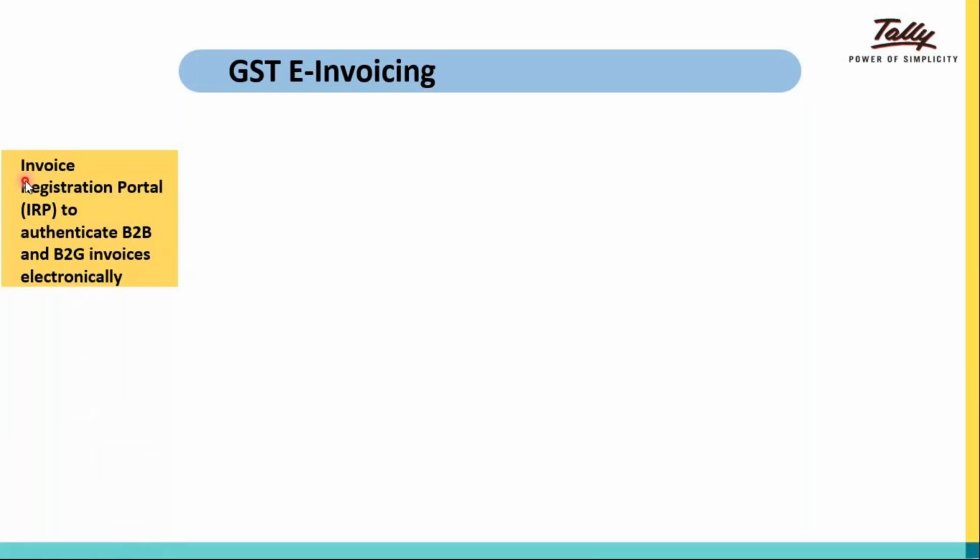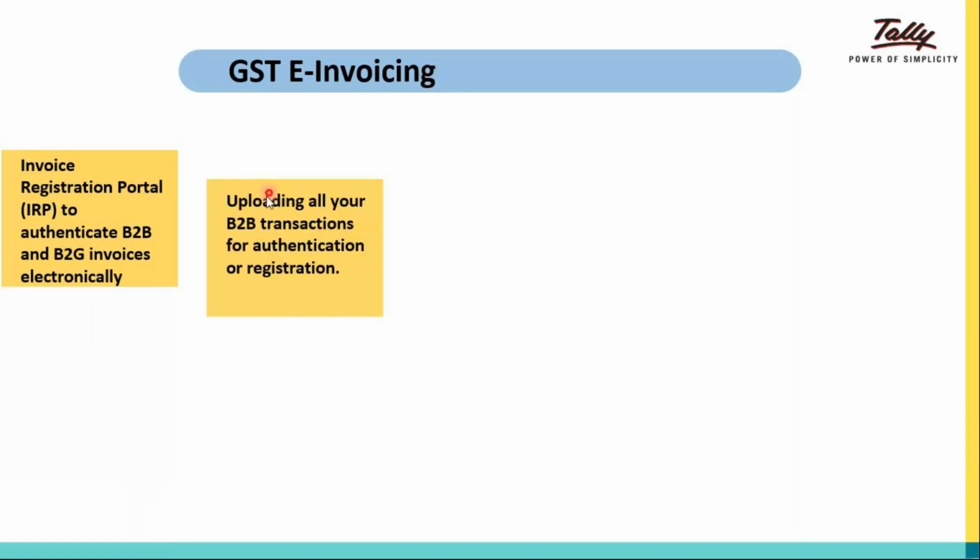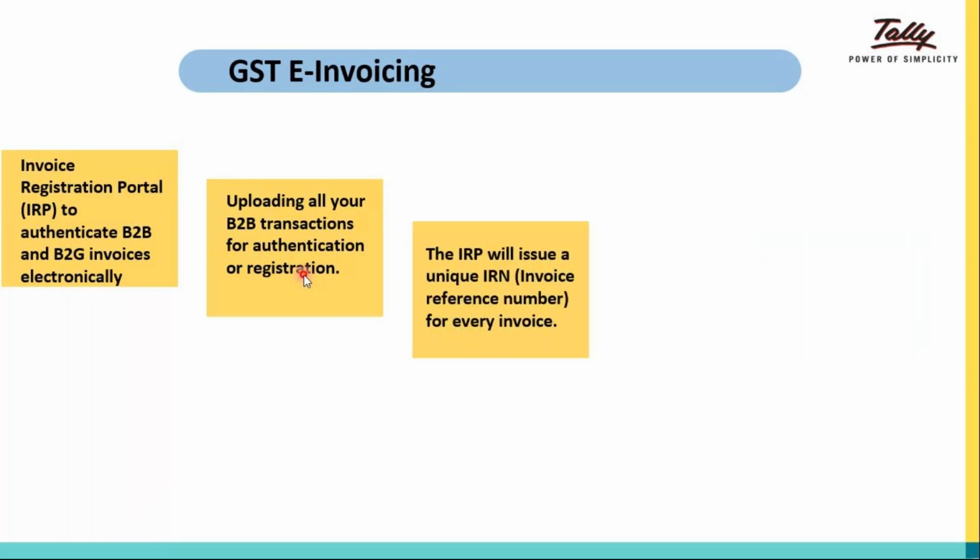Your invoice registration portal, IRP. This is where you will have to upload your B2B and B2G invoices for the government to authenticate your B2B, business to business, and B2G. These are the only two reports, B2B and B2G. This is what we mean by GST e-invoicing: uploading all your B2B transactions for authentication or registration, B2B as well as B2G.